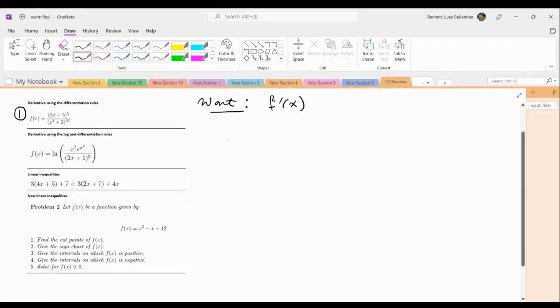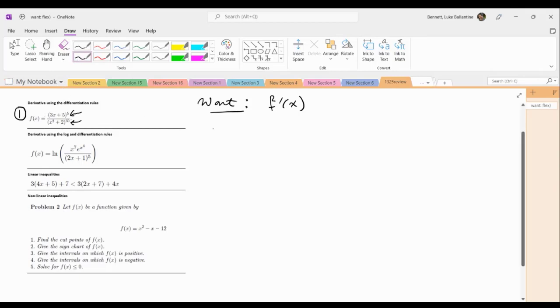So f is a function raised to some power divided by a function raised to some power. So since we're dividing, can you guys hear me all right? Yes. Cool. Since we're dividing, we're going to need the quotient rule. And since we have these powers up here, that will cause us to use the chain rule.